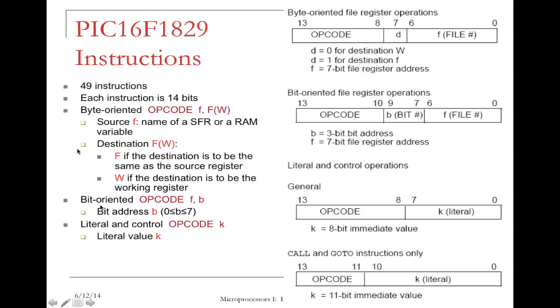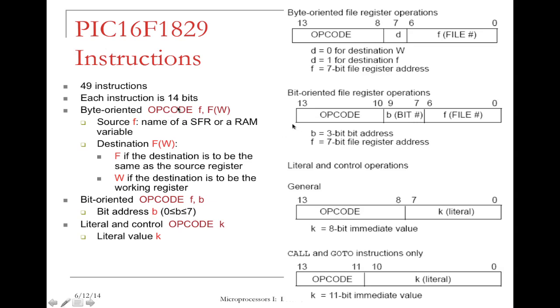The second category of instruction is so-called bit-oriented instruction. It has an opcode, a source operand, and then a bit address. Since every operand is a byte, we're talking about bit locations from 0 to 7. So the second operand here for this bit-oriented instruction has a range. The valid range is from 0 to 7 inclusive.